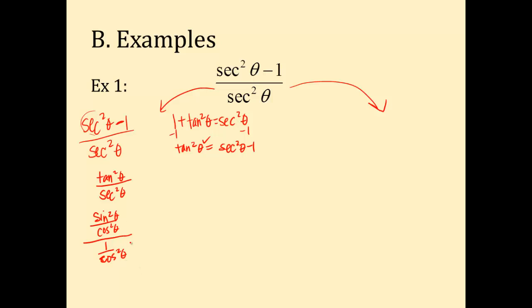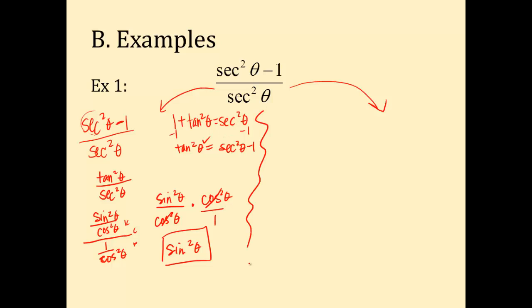Now I have to divide fractions. I have to do keep it, change it, flip it. So the sine squared of theta over the cosine squared of theta times, flip the bottom. These will cancel, and so my final answer is sine squared of theta. So if there's not an equal sign, you're just trying to simplify, right? There will be some with equal signs. So that's one way to solve this one problem.